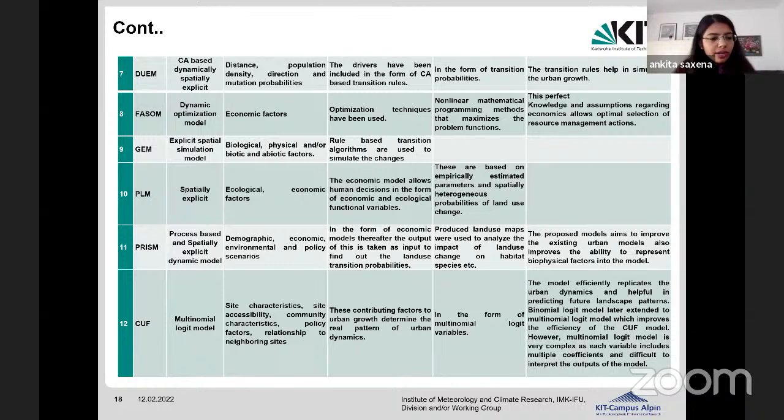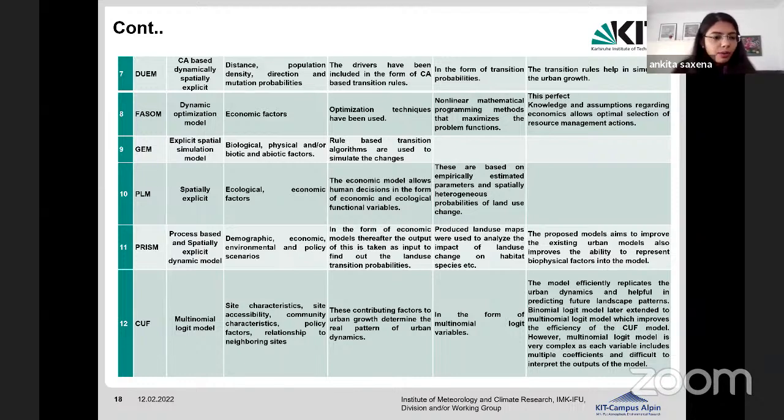CUF is a multinomial logit model, and it also considers different site-specific characteristics like disasters. Urbanization should not be in disaster-prone areas. That could be in the form of earthquake disasters, sometimes floods. In India, there are earthquakes, and drought and flood. Drought, I don't know how much it will affect, but earthquake and flood are the major things, and maybe landslides also are major site-specific characteristics which should be involved in an urban growth model.